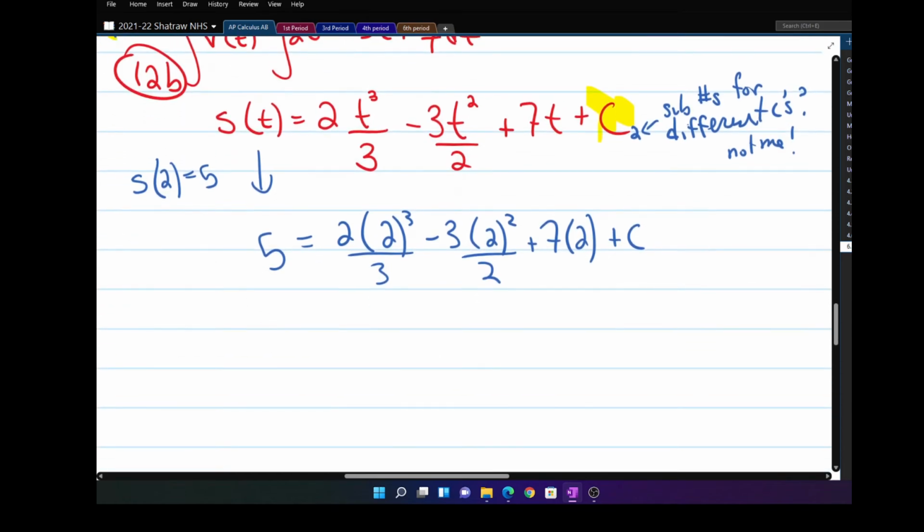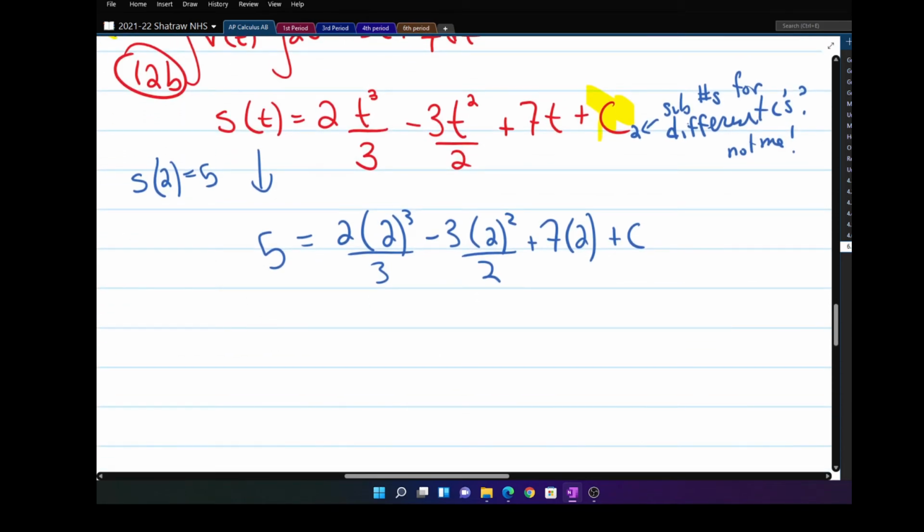I'm looking for this c. It just happens to be the second c. What do I get? Sorry. 2 times 2 times 2 is 8. 8 times 2 is 16. 16 is divided by 3. 2 times 2 is 4, times 3 is 12, divided by 2 is going to be a negative 6.